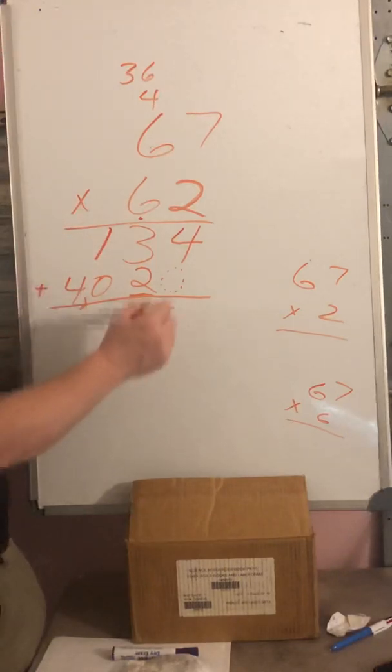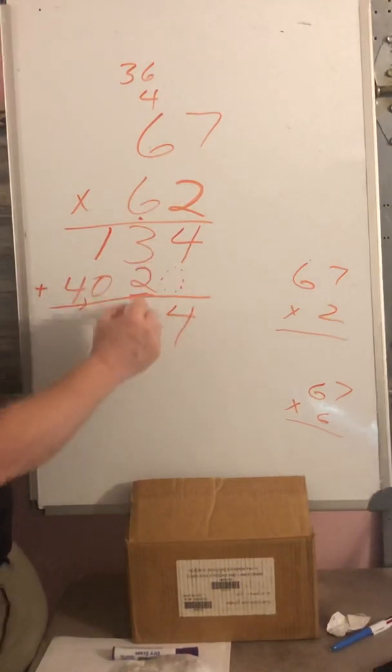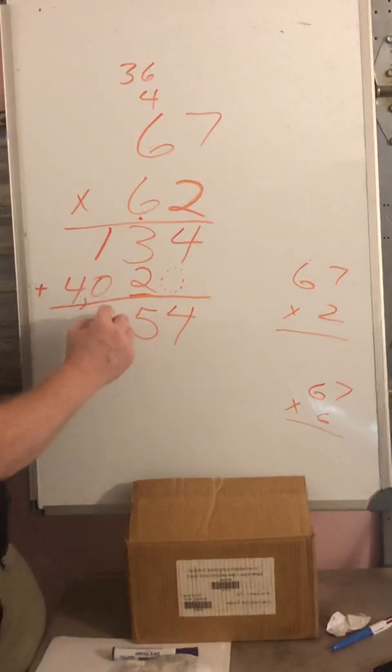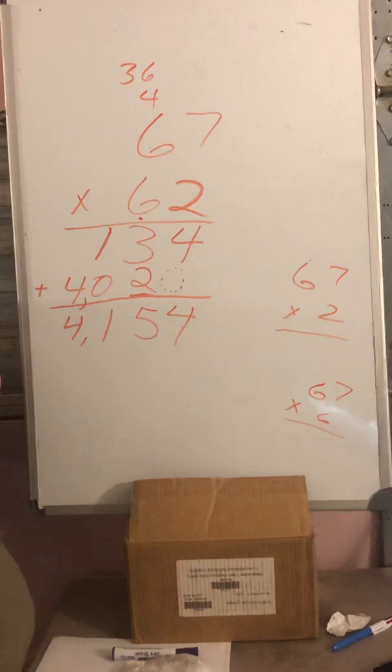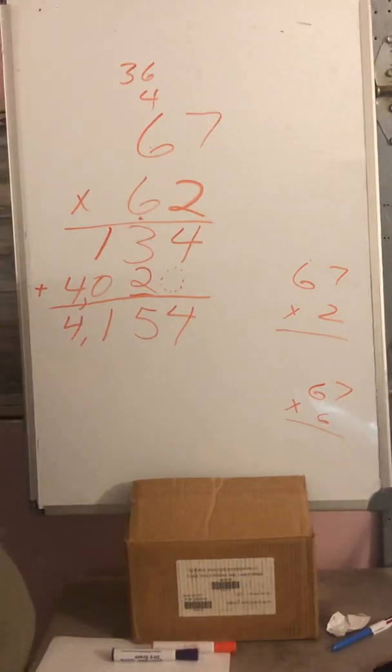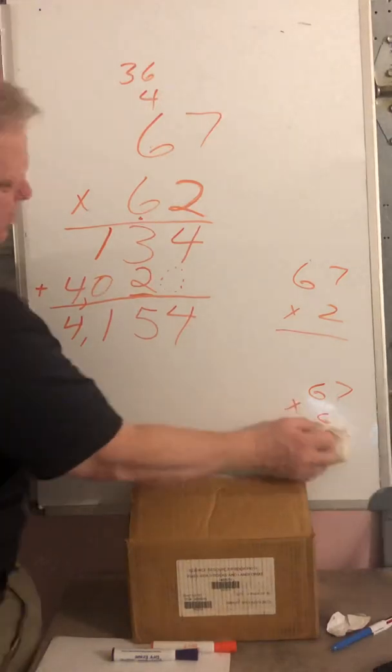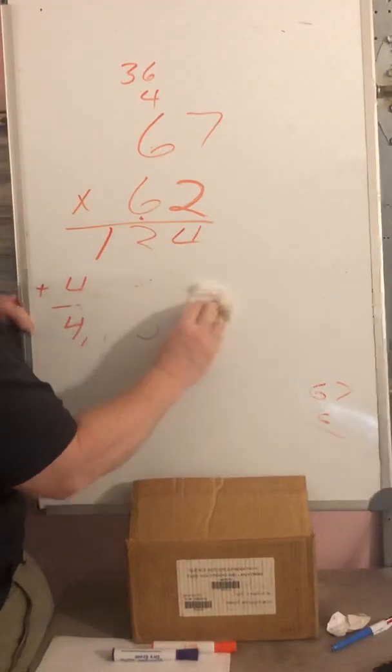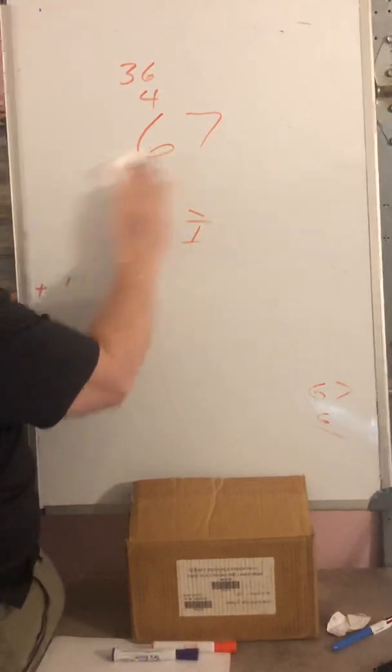Multiplication and addition go together. 4, 3 plus 2 is 5, 1 plus 0 is 1. Just drop the 4 down, and the answer is 4,154. Okay? 4,154.